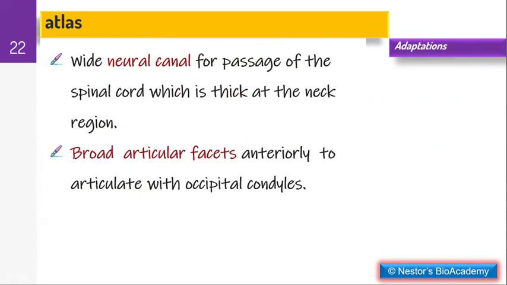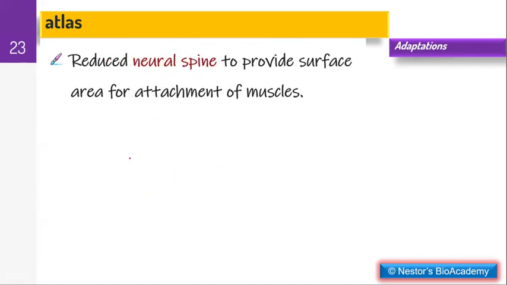And then of course, it has got a wide neural canal, significance being for passage of the spinal cord, which is thick at the neck region. At the same time, as we have discussed, it has got broad articular facets anteriorly to articulate with the occipital condyles of the skull to form the joint that permits the nodding movement of the head. Also similar and important to note is the fact that we have got a reduced neural spine in the atlas bone to provide surface area for attachment of muscles.